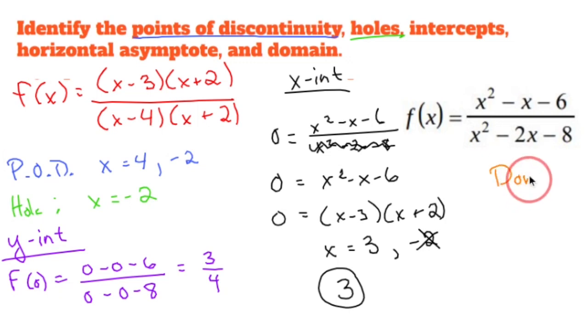My domain, when graphing these things, is going to be everything but where this is discontinuous. So what I will say is my domain is going to be all real numbers, but x cannot equal 4 and x cannot equal negative 2. Where did I get 4 and negative 2 from? Well, that's where my graph was discontinuous. So my domain says I'm allowed to plug in all real numbers except for 4 and negative 2.